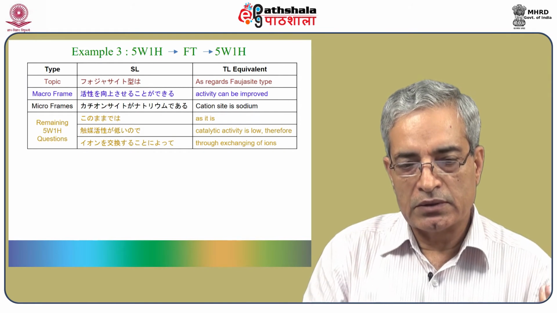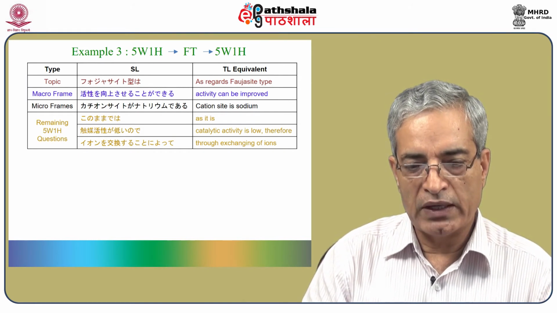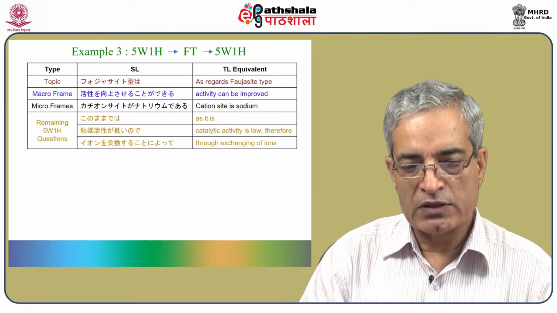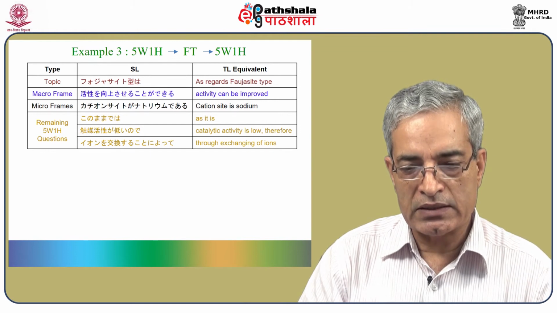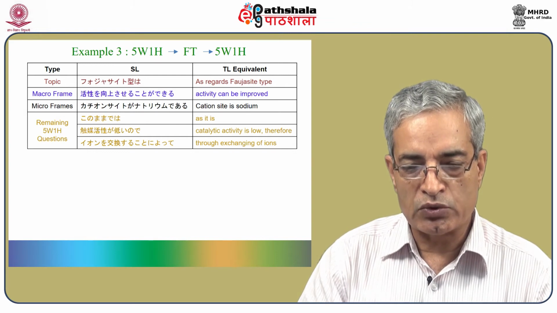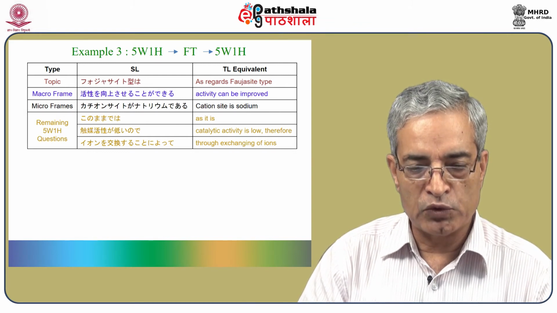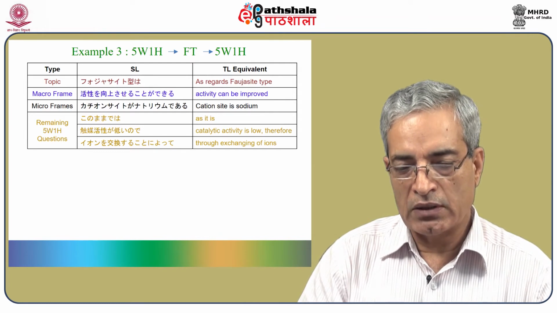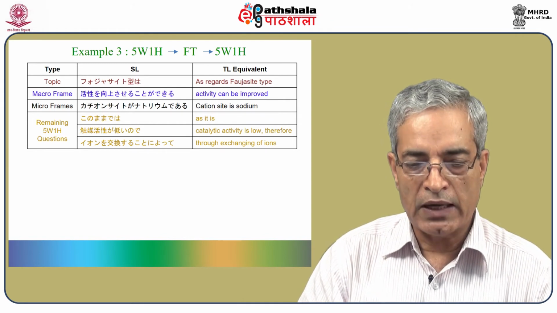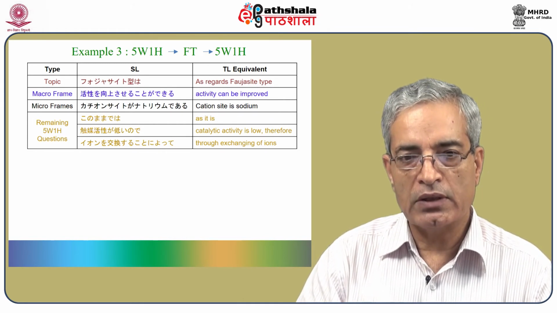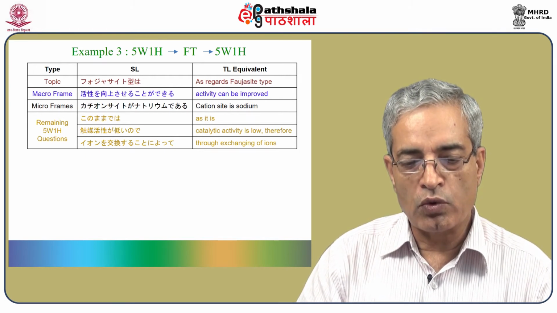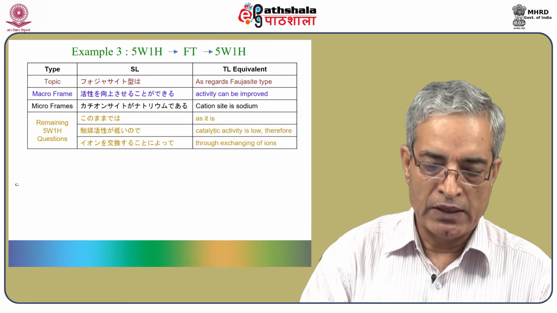Summing up, what we could gather from 5W1H and seeking the frame out of there: the topic is foja site gata wa, and equivalent is as regards foja site type. Macro frame is kasse o kojo saseru koto ga dekiru. Equivalent is activity can be improved. Micro frame is kachon site ga natorium de aru, cation site is sodium, and the remaining parts were kono mama deva, as it is. Shokubai kasse ga hikui node, catalytic activity is low, therefore, and ion o koukan suru koto ni yotte, through exchange of ions.